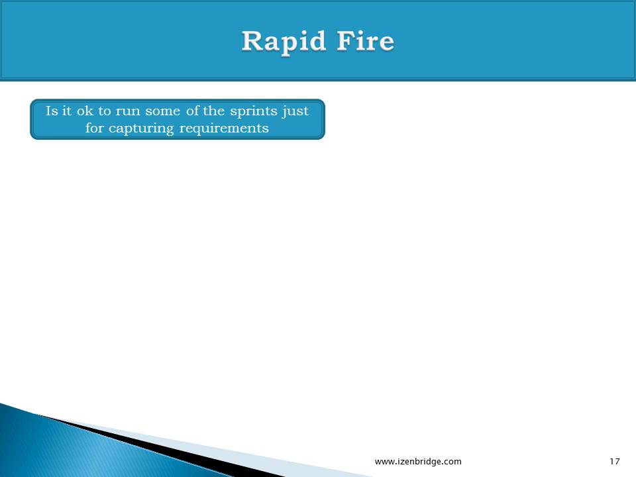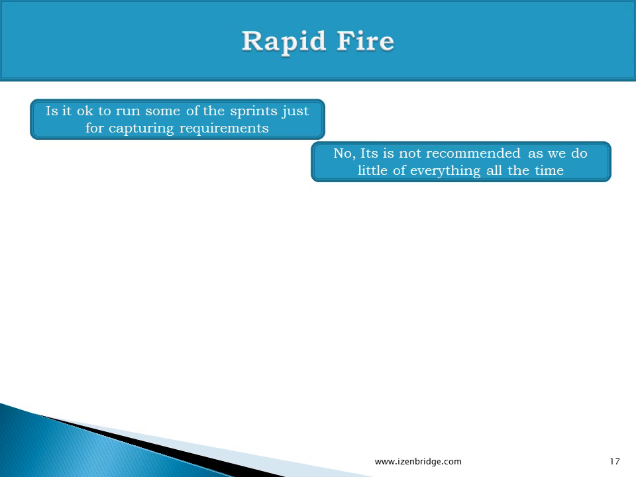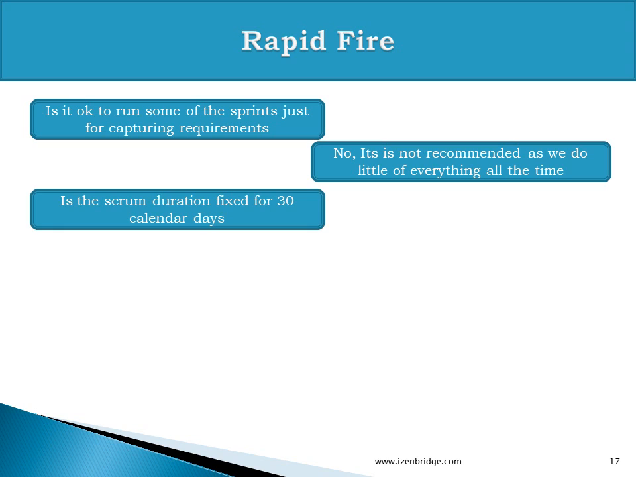Is it okay to run some of the sprints just for capturing requirements? No. We do a little of everything all the time. Now, in some typical cases, you may have a longer discovery phase before you even start running iterations. We spoke about iteration 0 in our previous lesson. You may have an iteration 0 of a longer duration if the project is too complex. But once you start following Scrum, from iteration 1 onwards you should be doing a little of everything all the time.